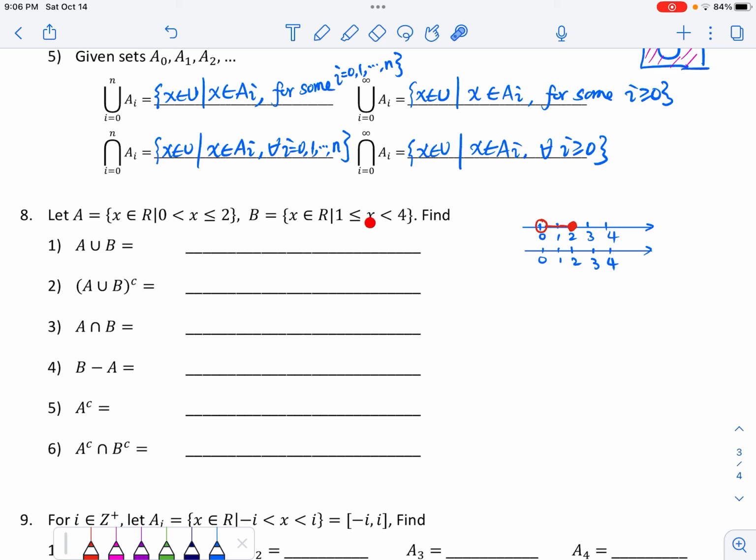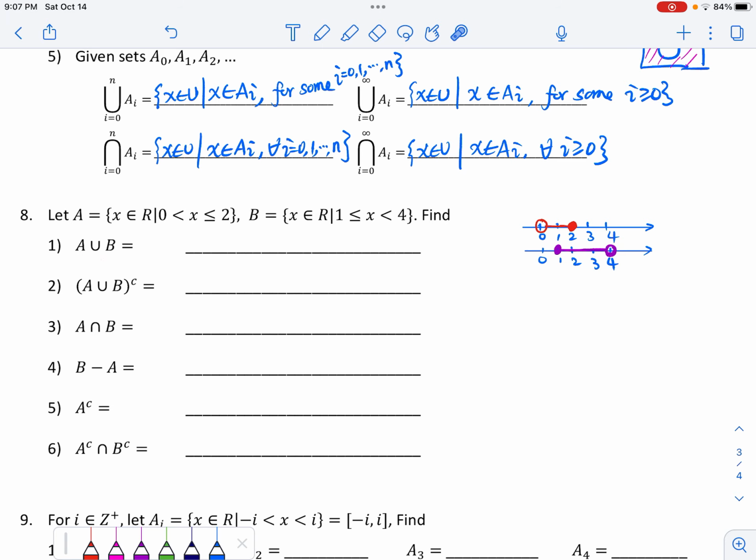For set B, X is greater than or equal to 1. So 1 is included, and I'm going to use a different color. 1 is included, solid point, and then greater than or equal to 1, so to the right of 1, and less than 4. 4 is not included. So now I shaded set B.